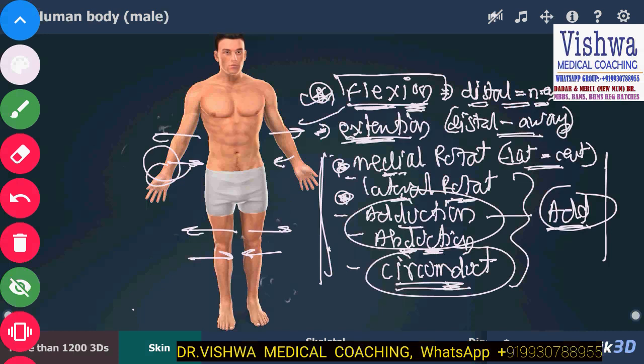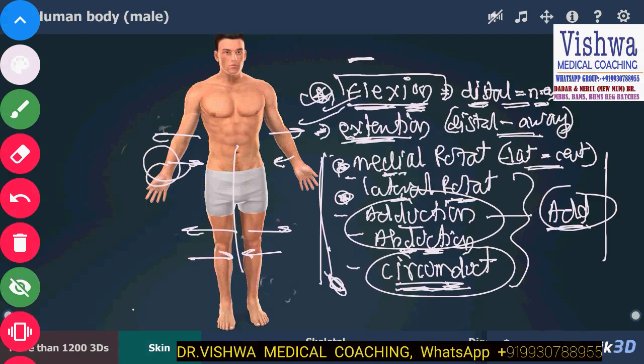So these terminologies need to be understood. You can take a screenshot right now. Let me revise quickly. Flexion is the distal part of the limb coming towards the proximal part. Extension is the distal part of the limb going away. Medial rotation is the lateral part of the limb coming towards the medial side. Lateral rotation is medial going to the lateral. Adduction is coming towards the center. Abduction is going away from the center. And circumduction is all movements together.